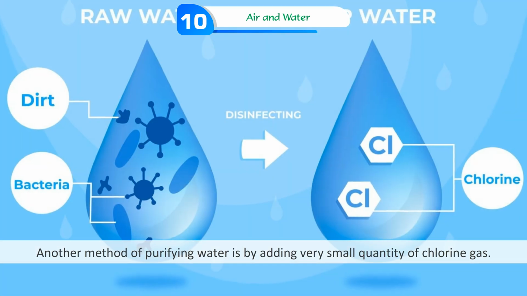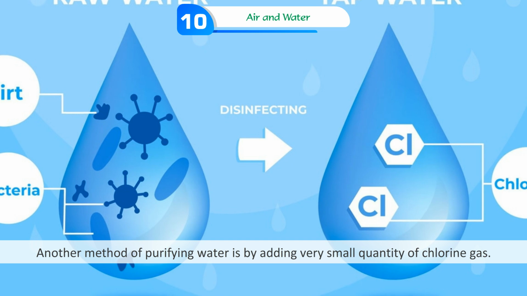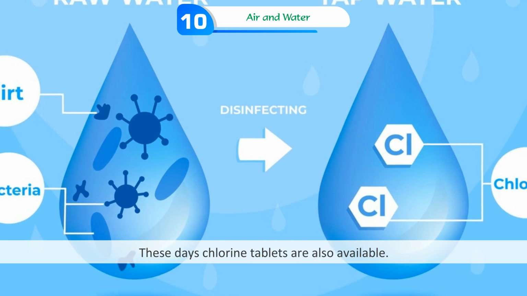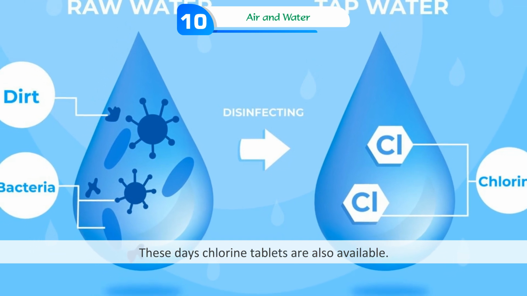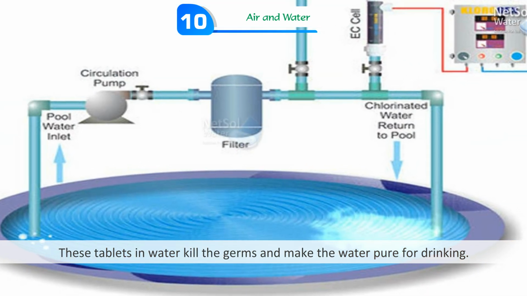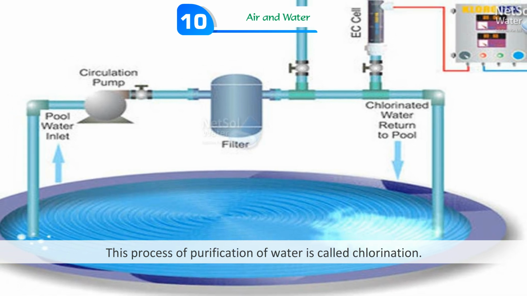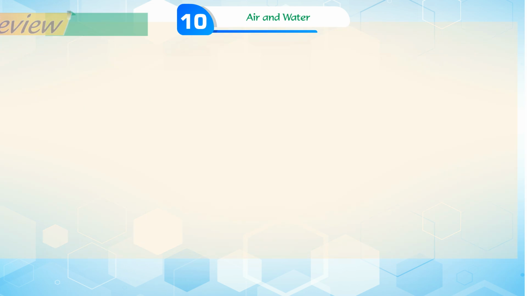Chlorination. Another method of purifying water is by adding a very small quantity of chlorine gas. These days, chlorine tablets are also available. These tablets in water kill the germs and make the water pure for drinking. This process of purification of water is called chlorination.